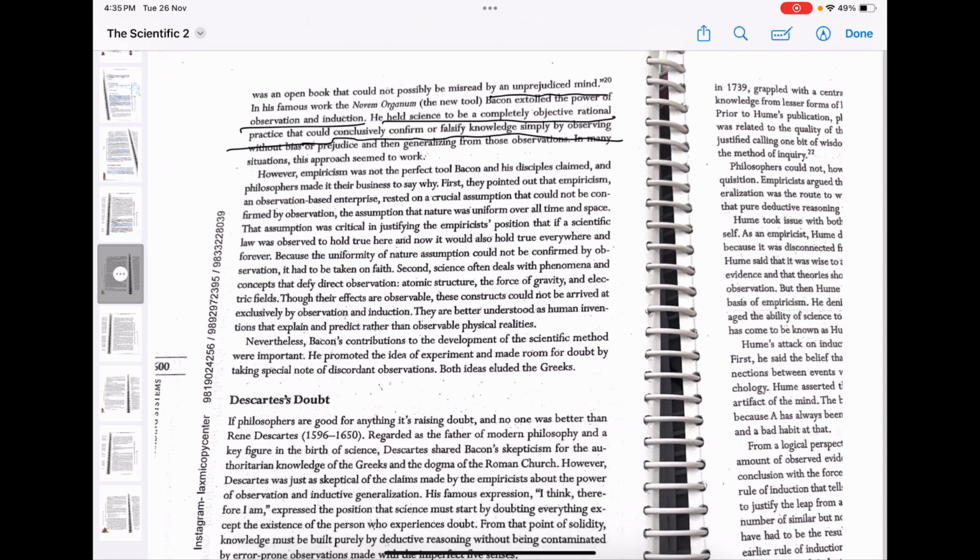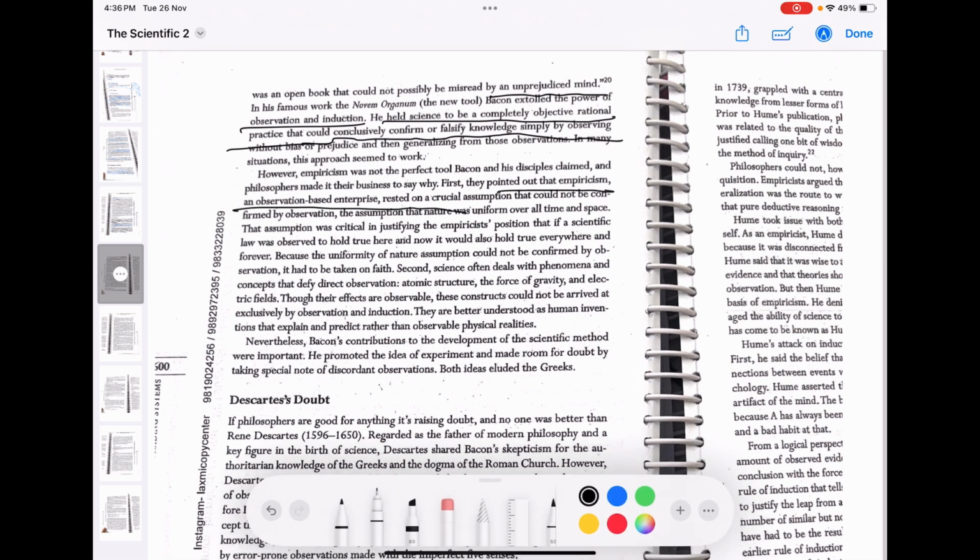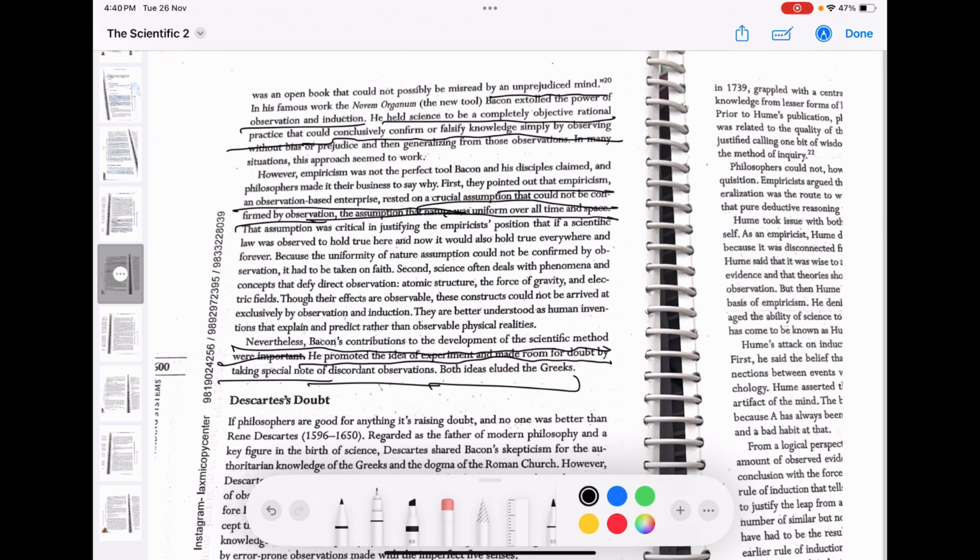However, empiricism was not the perfect tool that Bacon and his disciples claimed, and philosophers made it their business to say why. First, they pointed out that empiricism, an observation-based enterprise, rested on a crucial assumption that could not be confirmed by observation: the assumption that nature was uniform over time and space. Nevertheless, Bacon's contributions to the development of scientific method were important. He promoted the idea of experiment and made room for doubt by taking special note of discordant observations.